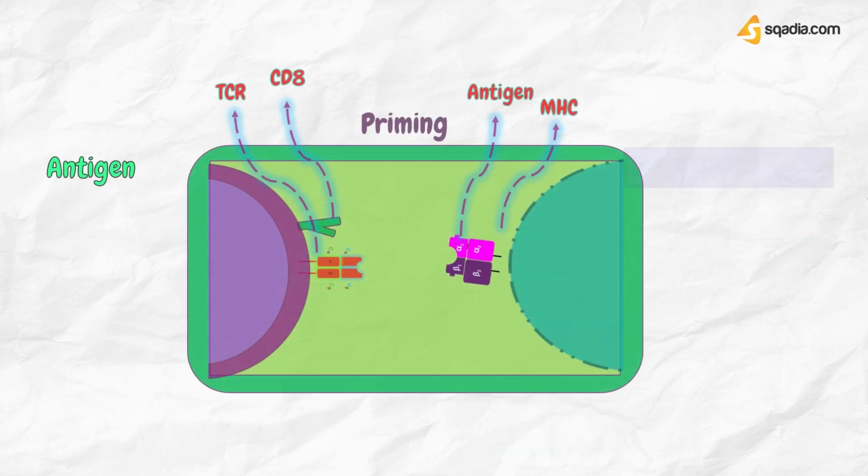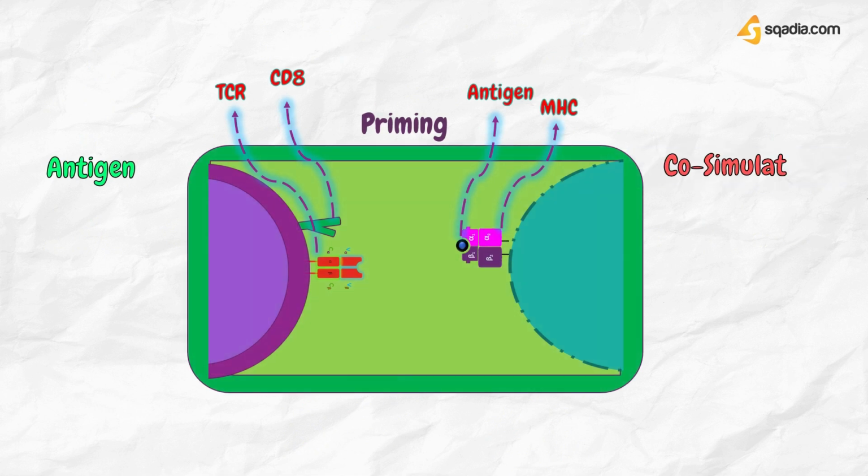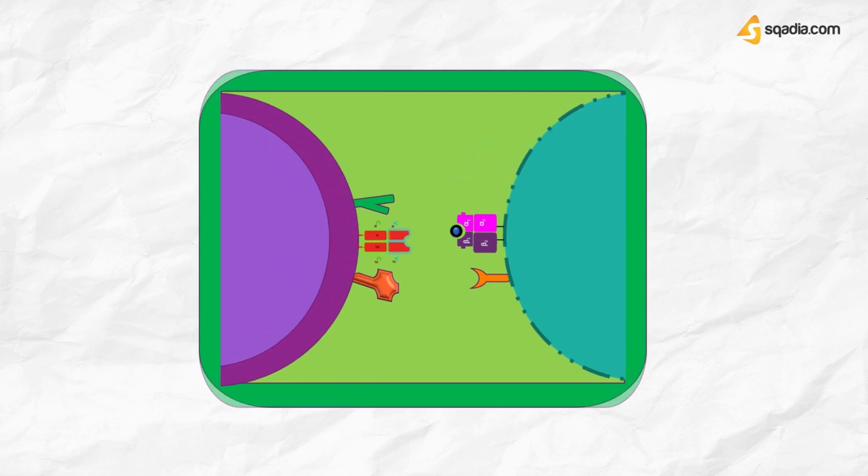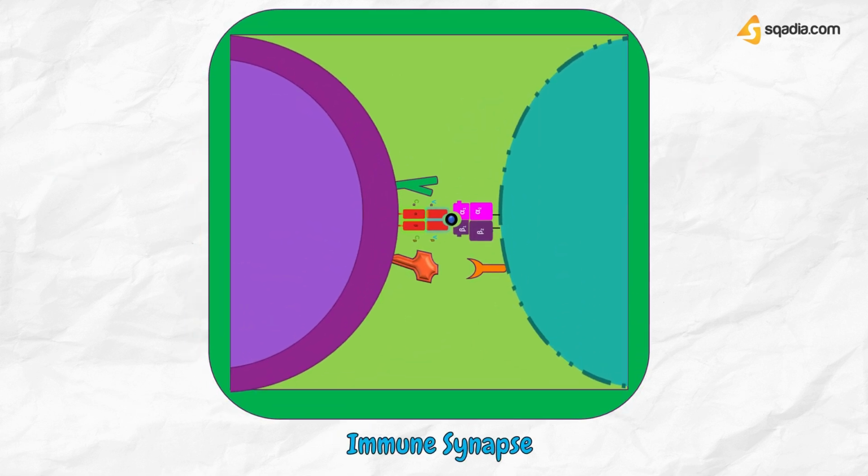The second signal is that of co-stimulation. It begins when a ligand called CD28 on the surface of a T cell binds to a ligand called B7 on the surface of the antigen-presenting cell. This region, which contains TCR, MHC, CD4, CD28, and B7, is known as the immune synapse. Once an immune synapse is formed, the naive T cell changes into an activated or effector T cell.